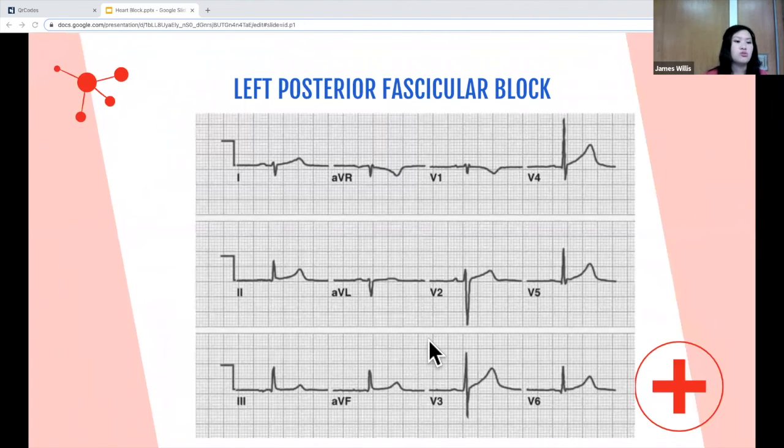So here's one EKG for left posterior. Basically, you're only seeing the action of the anterior. So up, and down on the laterals.